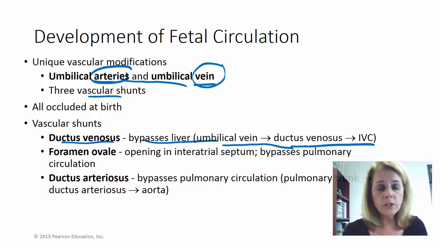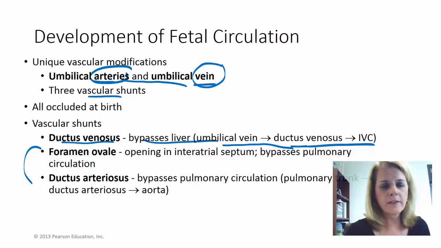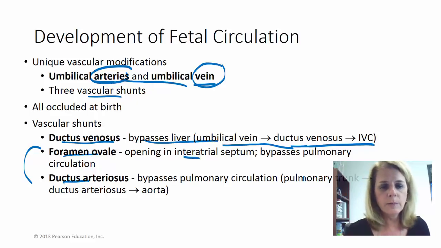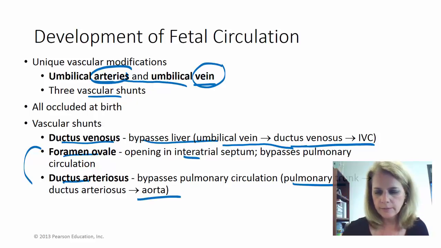You also have two shunts that bypass the pulmonary circuit, that bypass the lungs, the foramen ovale and the ductus arteriosus. The foramen ovale is an opening between the two atria, and the ductus arteriosus is a shunt that bypasses the lungs by moving blood directly from the pulmonary trunk to the aorta. All right, so let's look at what that looks like.